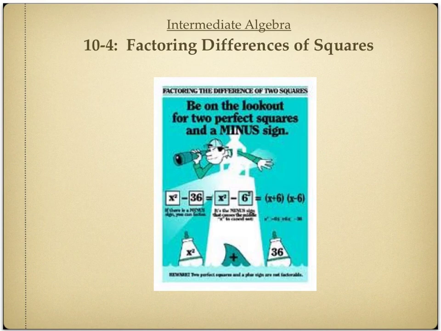Time for a pretty short little lesson here, factoring the difference of squares. This is one of those polynomials that we again looked at last chapter, but we primarily looked at multiplying a couple of binomials to get this. But now again we'll look at factoring, or breaking them apart. So again, here's a key here on this little poster, being on the lookout for two perfect squares and a minus sign. So as you can see, x squared minus 36, and what that's going to be factored into.